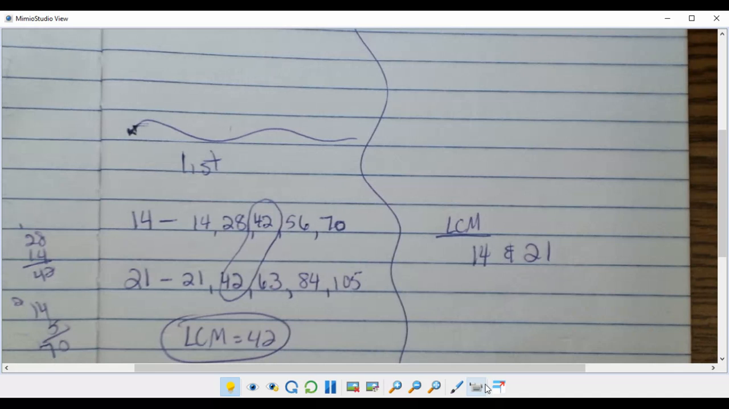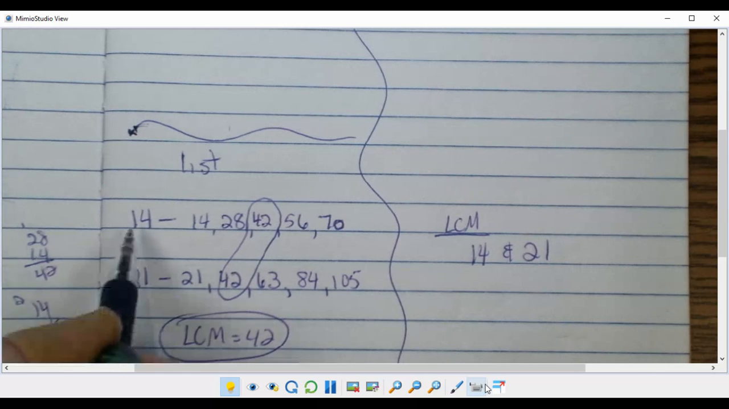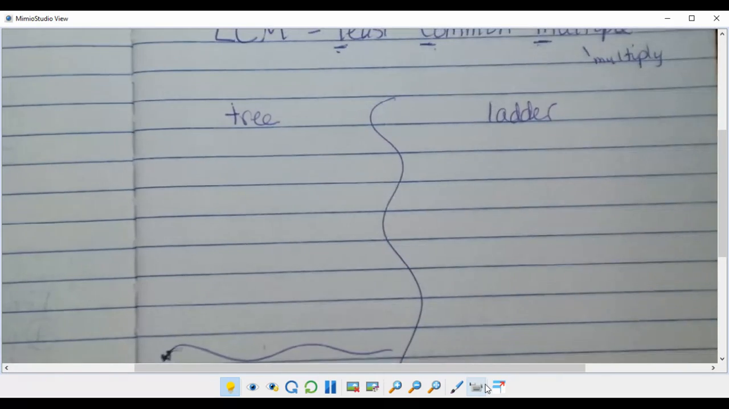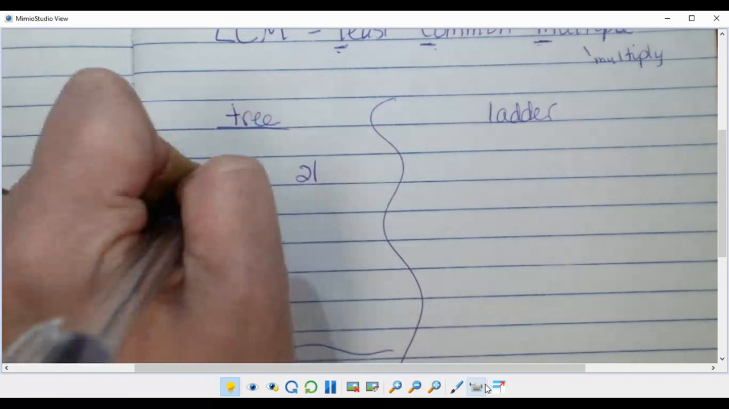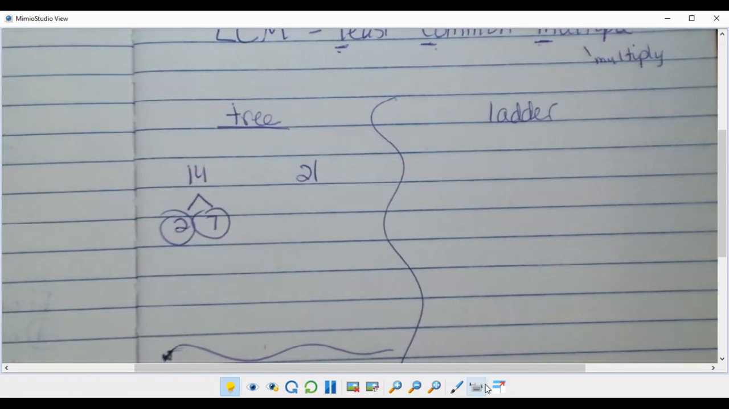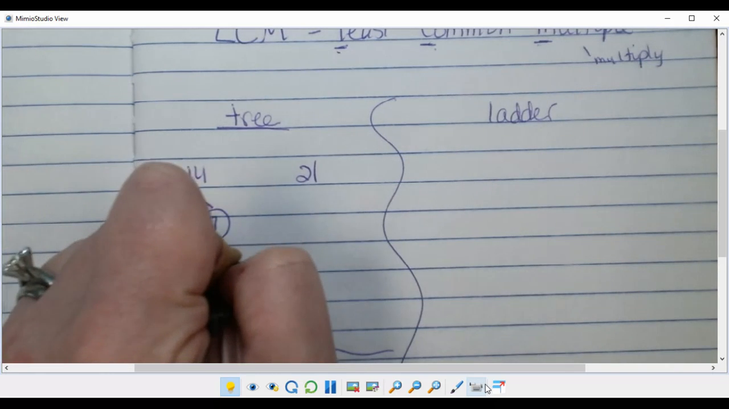Now, pretty straightforward, but the numbers can get kind of big kind of quick. And imagine if you had a third number, if you were trying to find the LCM of 3 numbers, that could take a while. Let's go look at 2 other methods that you might like a little bit better. I'm going to do the tree. The trees get done the same way that we did them for GCF. You split them until you get to only prime numbers. So 14 is 2 times 7.